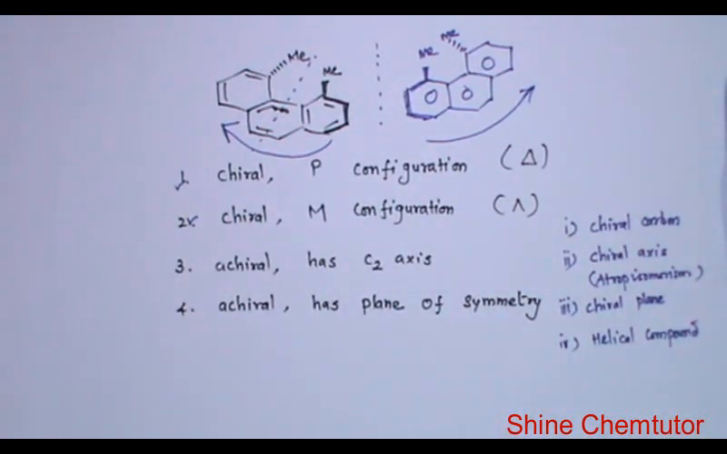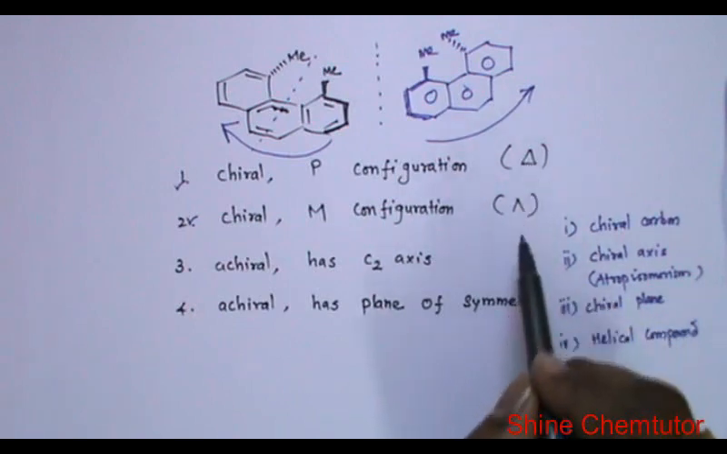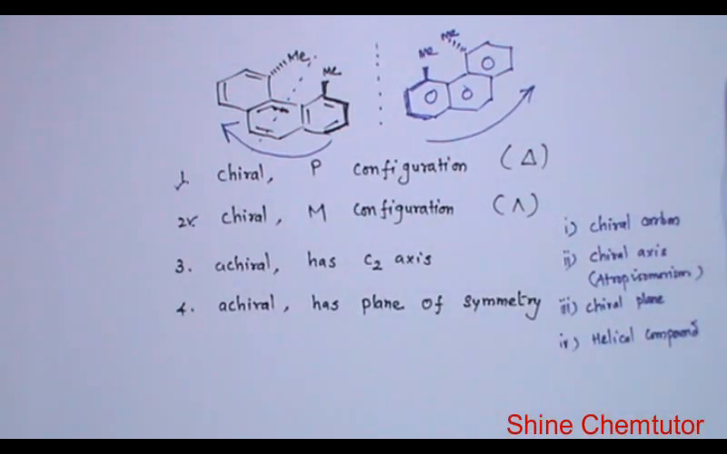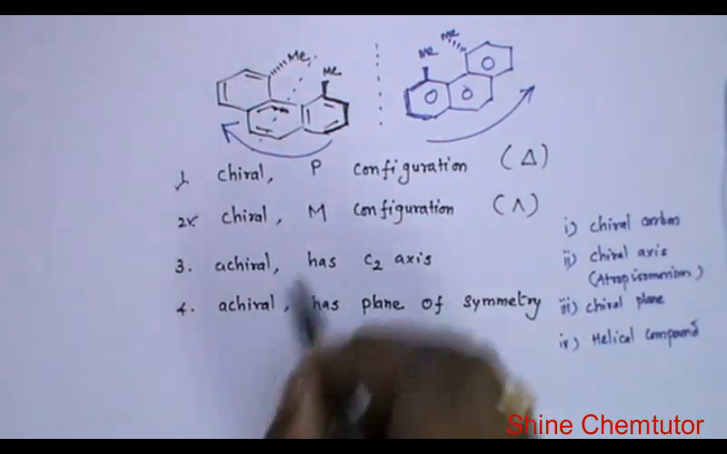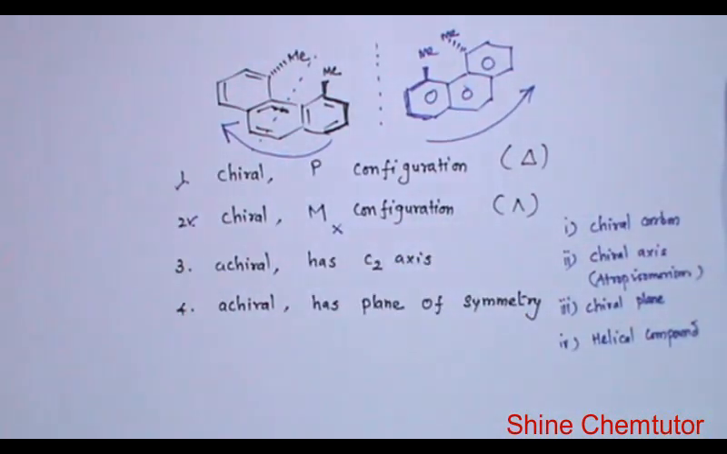So we also use another nomenclature, that is delta and lambda. So delta for P, lambda for M. Instead of P, they can give this also. Since it has clockwise rotation, the configuration should be P, not M. So the answer is 1.